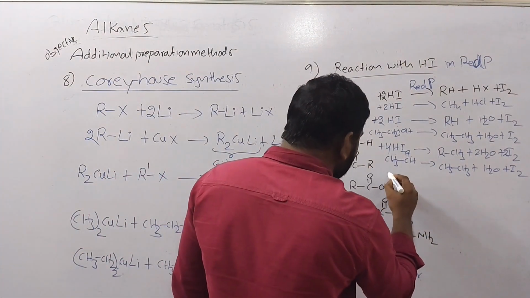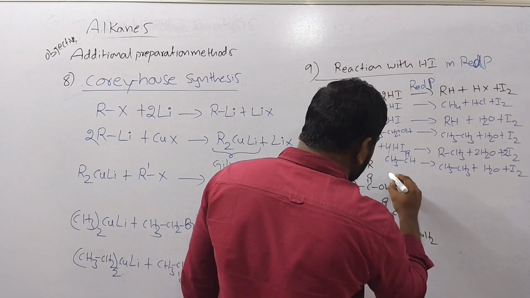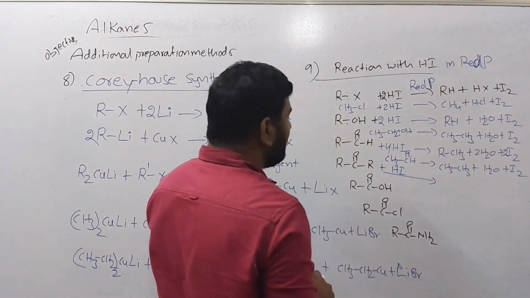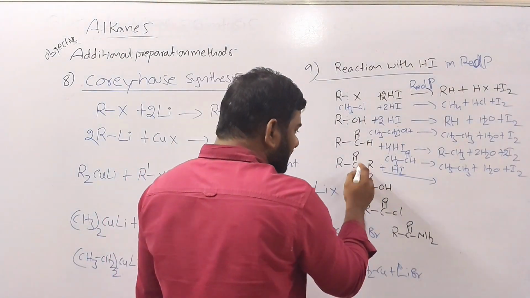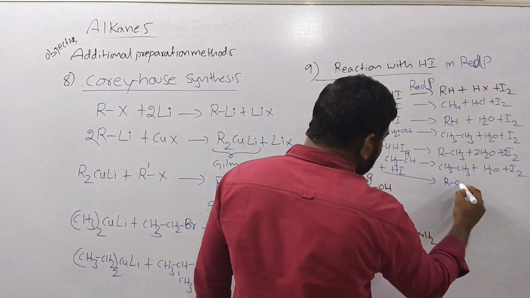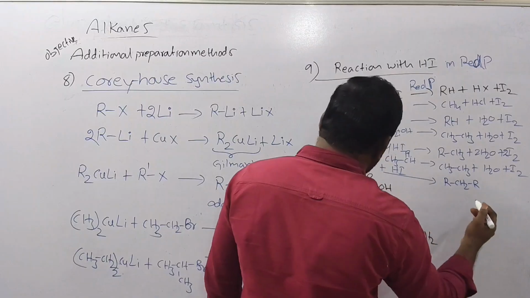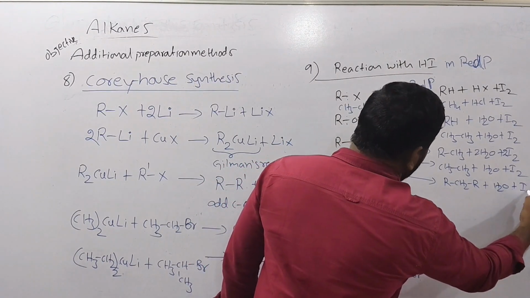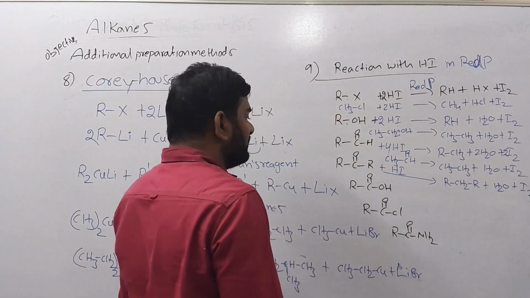Next, a ketone also reacts with HI. What is happening? This carbon is converting into CH2, so we get the alkane RCH2. Then the O will be removed as H2O, and the iodine atoms will be removed as I2.